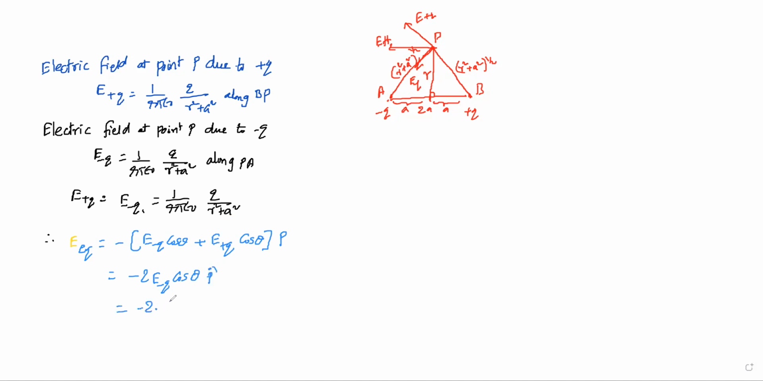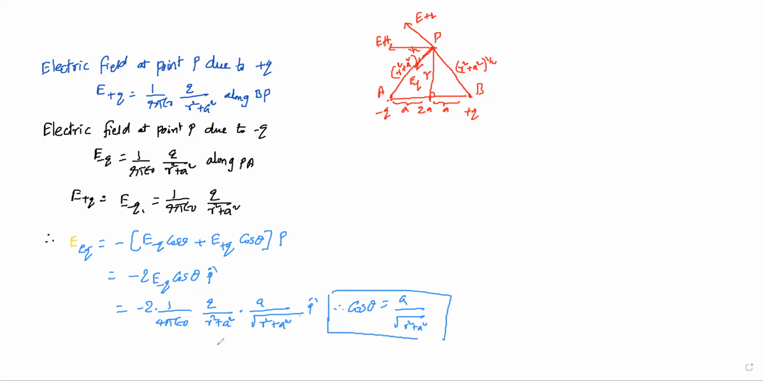That is equal to minus 2 into 1 by 4 pi epsilon naught into Q by (r square plus a square) into a by square root of (r square plus a square) into p cap. As you know that cos theta is equal to a by square root of r square plus a square. Finally, E equatorial line is equal to minus 1 by 4 pi epsilon naught into p by (r square plus a square) power 3 by 2 into p cap. So this is equatorial line.